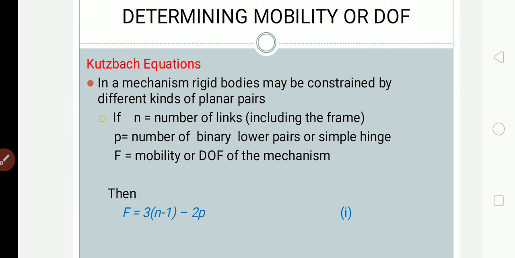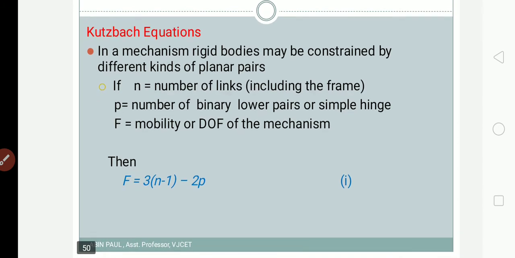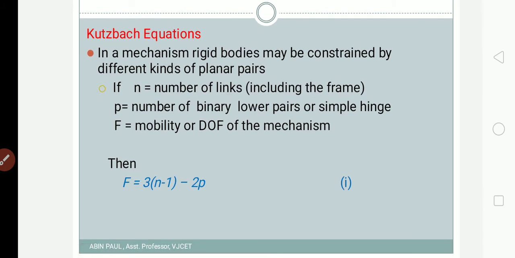When one of the links of the kinematic chain is fixed, it forms a mechanism. Now we have to see what is the degree of freedom of the mechanism. That can be found out using the equation called Grubler's equation. In a mechanism, rigid bodies may be constrained by different kinds of planar pairs. That is, the movement of the mechanism is constrained due to the presence of pairs between the links. I already told you, if you want a mechanism, we have to fix any one link of the kinematic chain. That is called the frame.